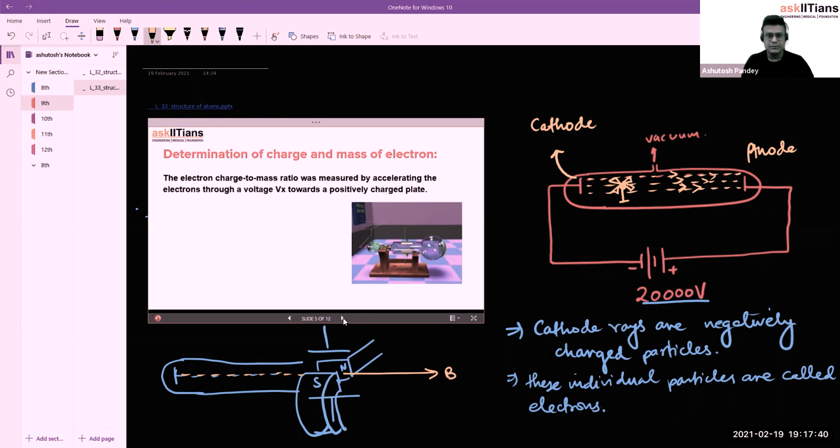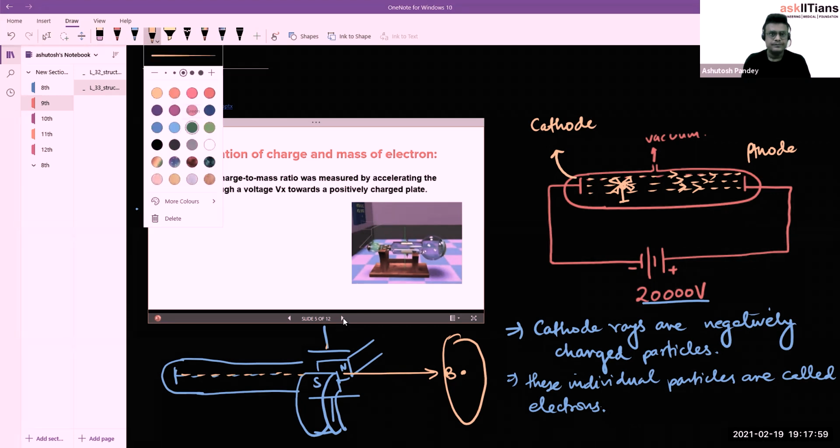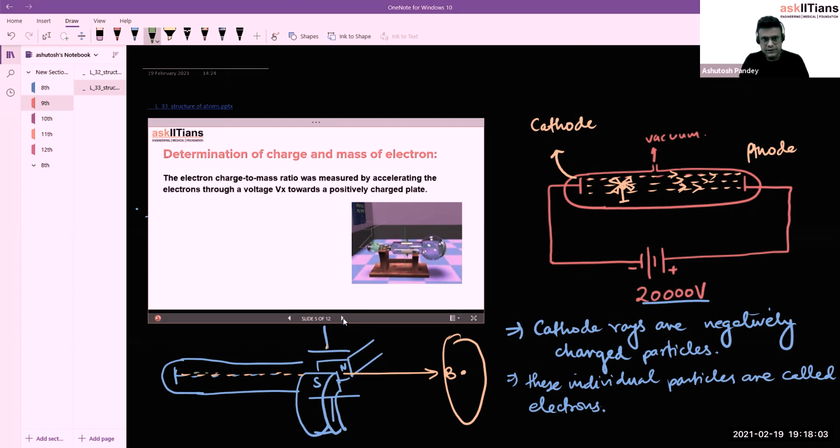So there's a target here, and they're going to hit here, coming directly to hit B. When only the electric field is switched on and there is no magnetic field, these cathode rays are going to come like this, and then from here there will be a deflection and they are going to hit, let's say, at A.